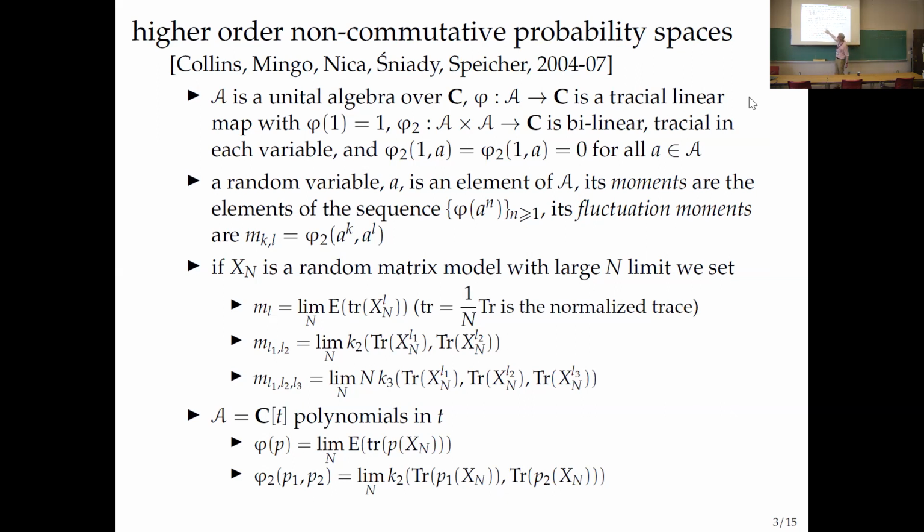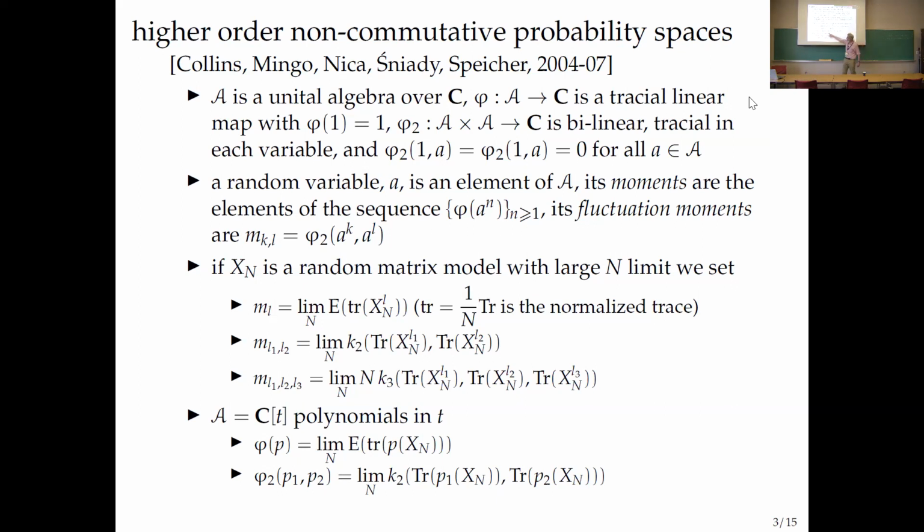Now we take the covariance of traces of powers. Notice that here there's a scaling we have to do. You don't normalize the trace now, otherwise it would go to 0. So you don't normalize the trace, and you take the covariance, you let n go to infinity, and you get this two-index moment.